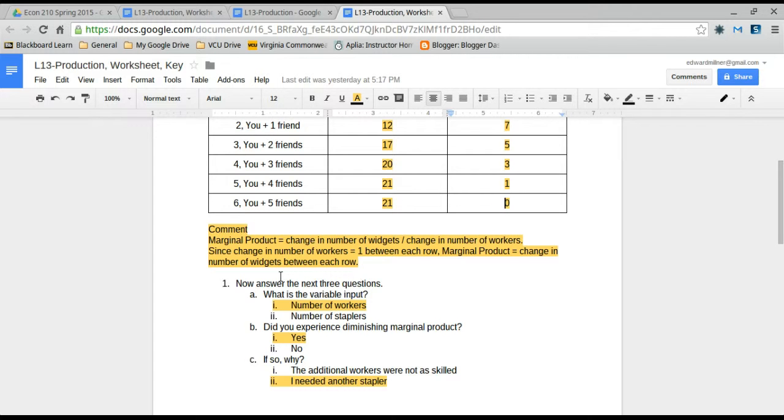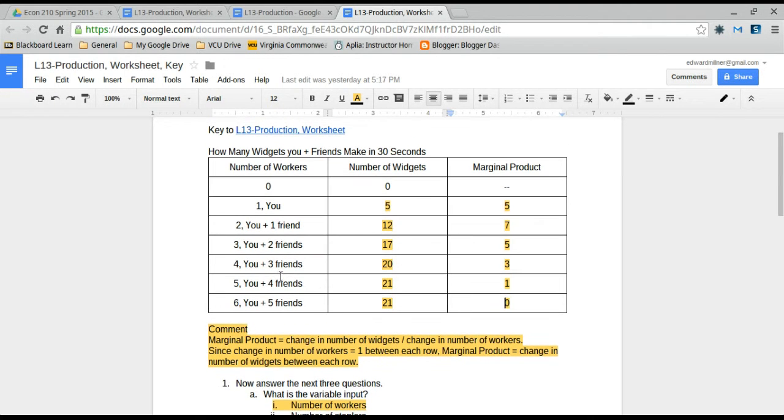Did I experience diminishing marginal product? The answer is yes. Marginal product went up, went from 5 to 7, so it increased at first, and then it decreased from 7 to 5 to 3 to 1 to 0. Marginal product rises as the number of workers goes from 0 up to 2. Marginal product goes 5 to 7, and as I go from 2 to 6, the marginal product decreases from 7 to 5 to 3 to 1 to 0.